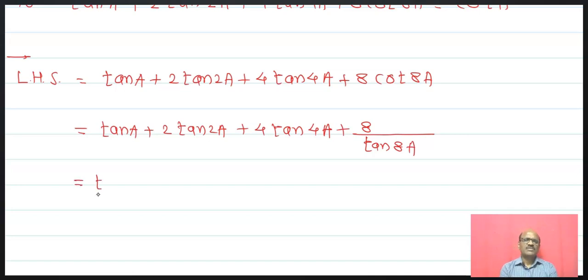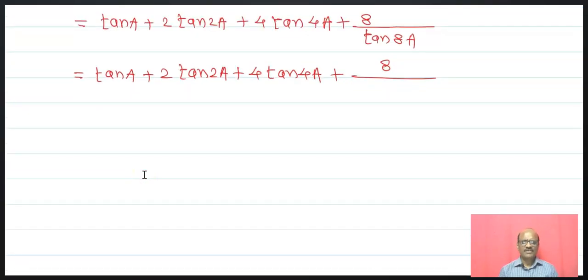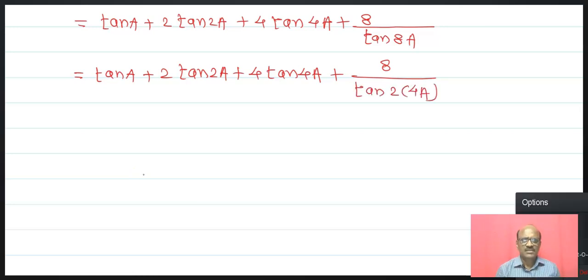Now what is the tan of 2 times theta? Now we will apply this formula. Tan of 2 theta means what? 2 tan theta upon 1 minus tan square theta. In this way, we have here, this is a very important step. That is tan of 8A, and I am writing here tan of 2 times 4A. Tan of 2 times theta means what? 2 tan theta upon 1 minus tan square theta.